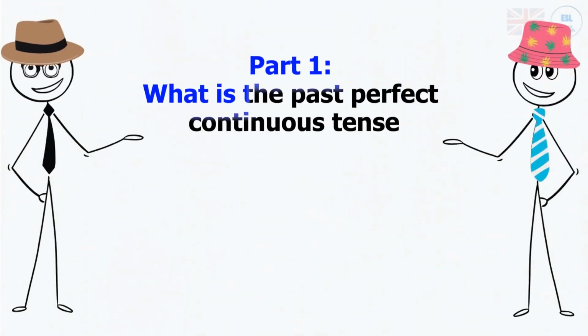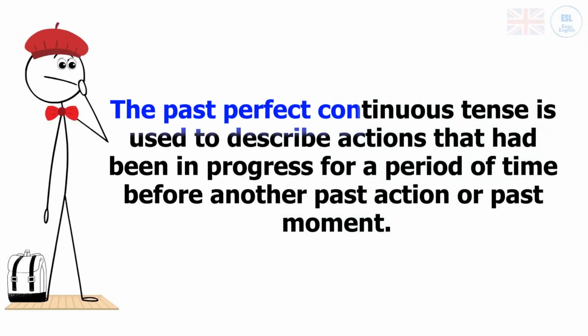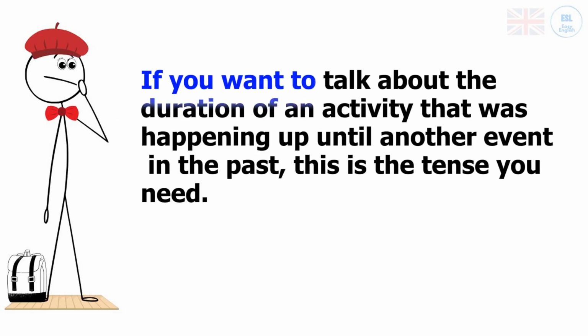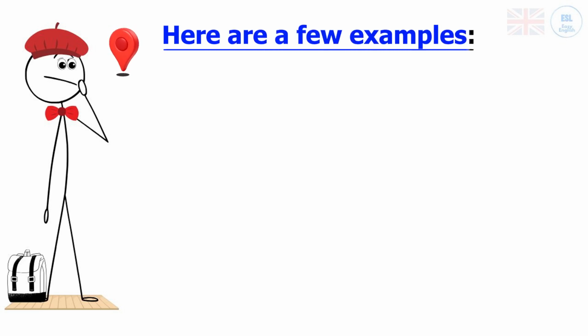Part 1. What is the past perfect continuous tense? The past perfect continuous tense is used to describe actions that had been in progress for a period of time before another past action or past moment. Think of it this way. If you want to talk about the duration of an activity that was happening up until another event in the past, this is the tense you need. Here are a few examples.